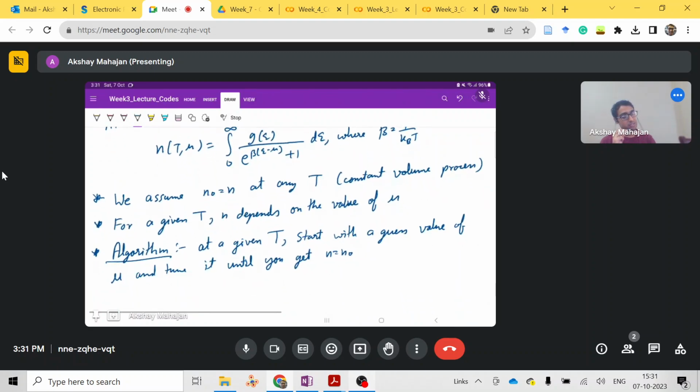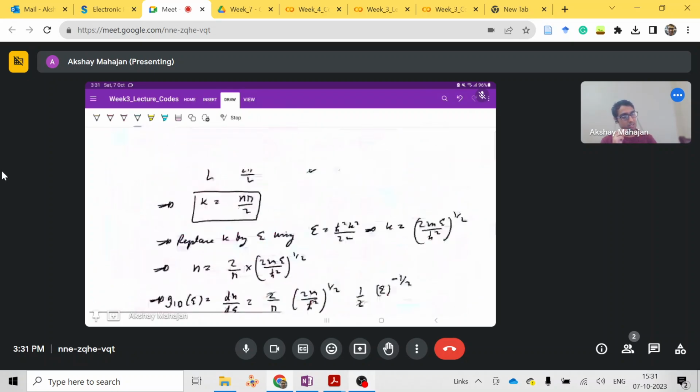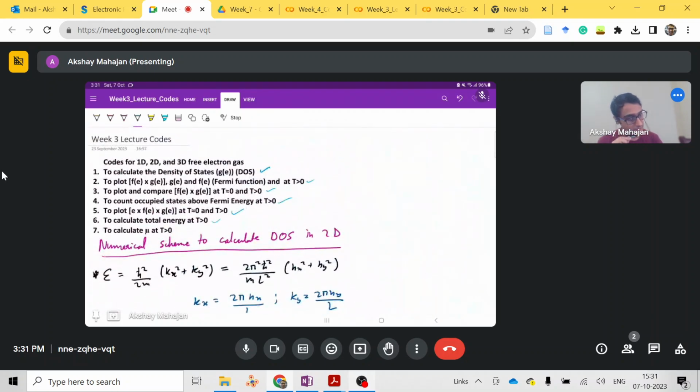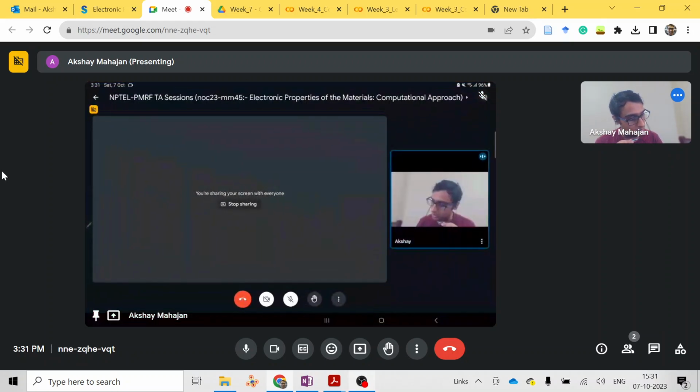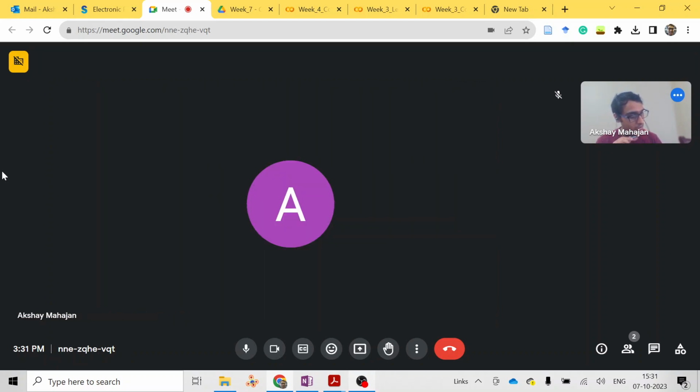So the algorithm was: at a given T, we start with a guess value of mu and keep tuning it until we get N equals N naught. So that is the algorithm behind this, and this is the code that we will do now, and then we will do our problem as well. Okay, let me just start sharing.